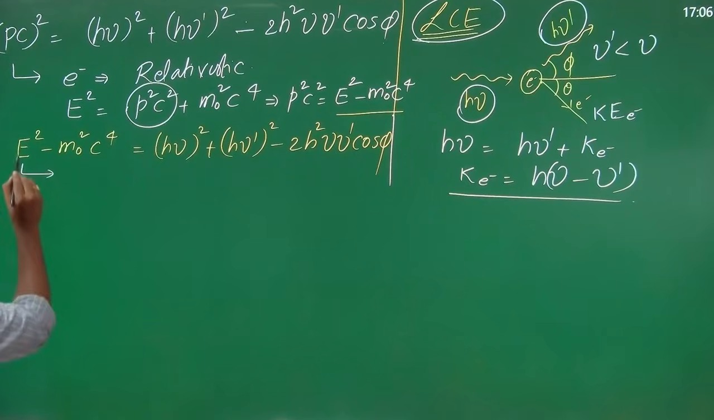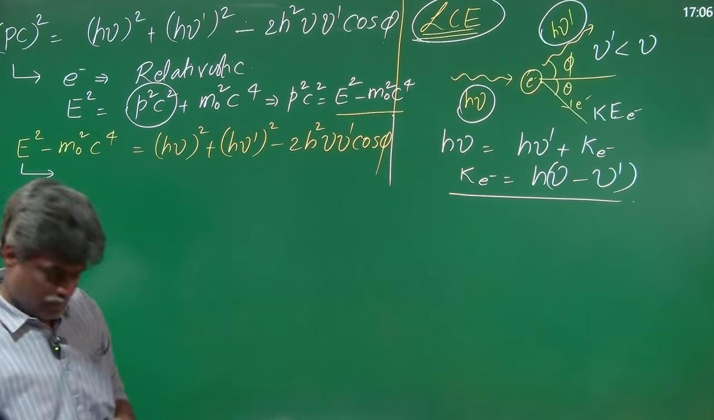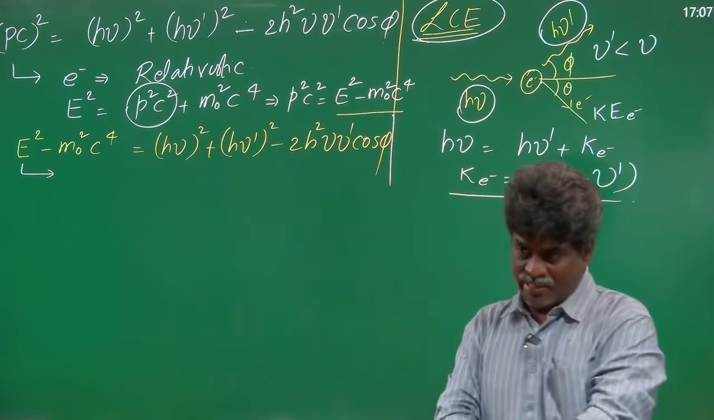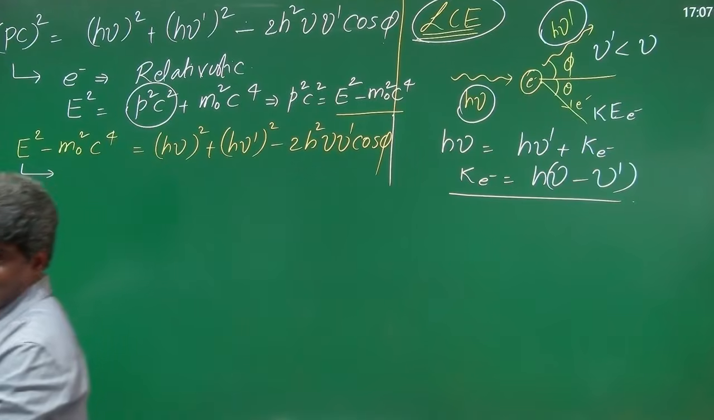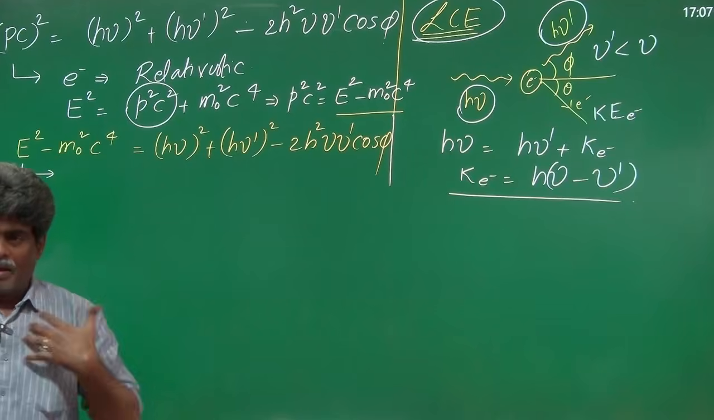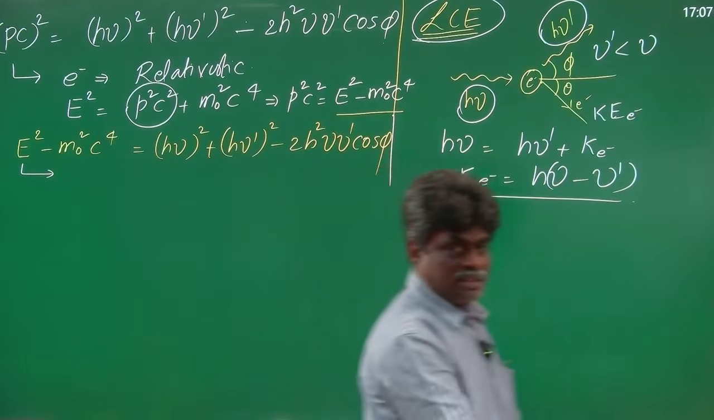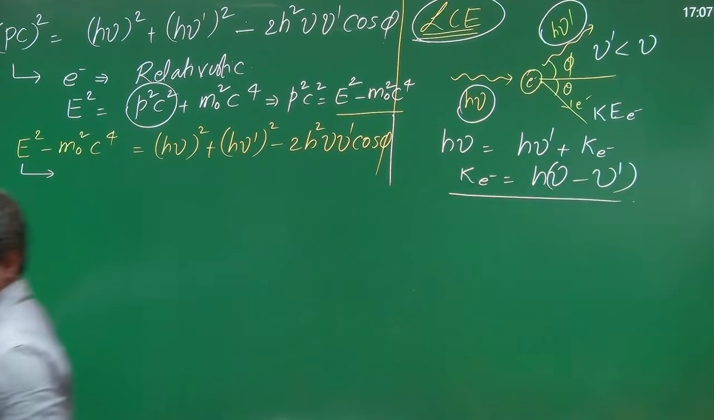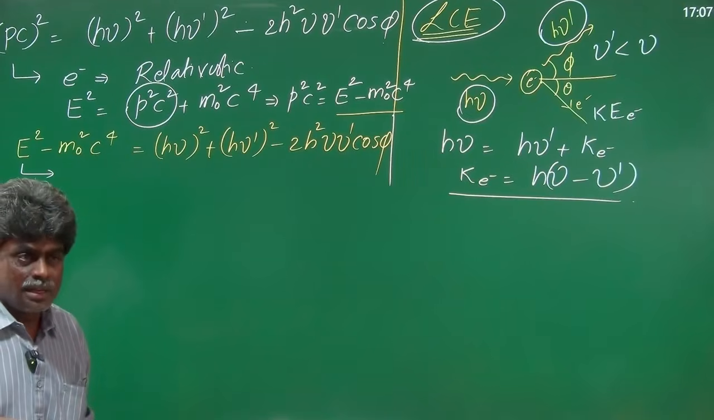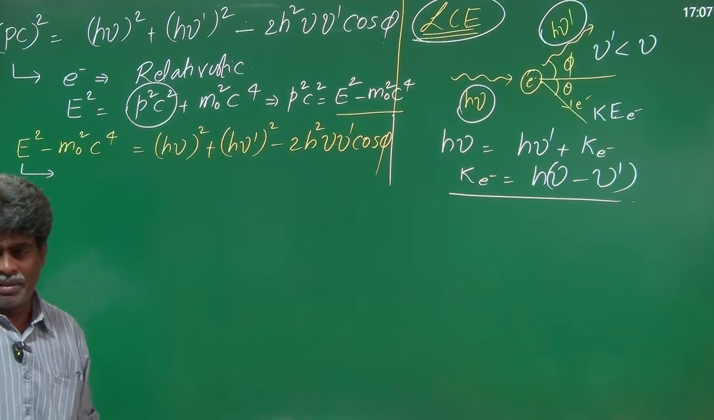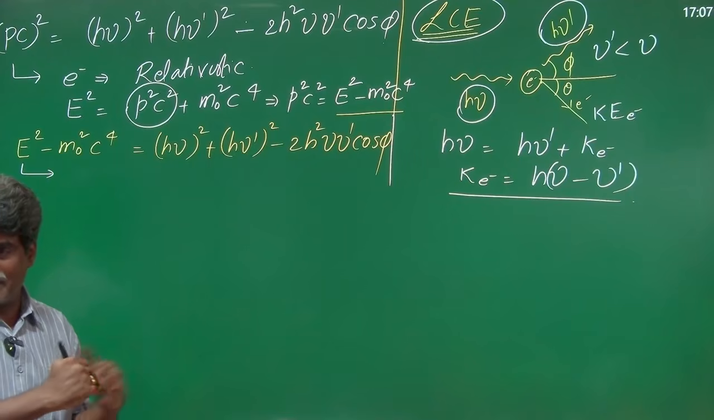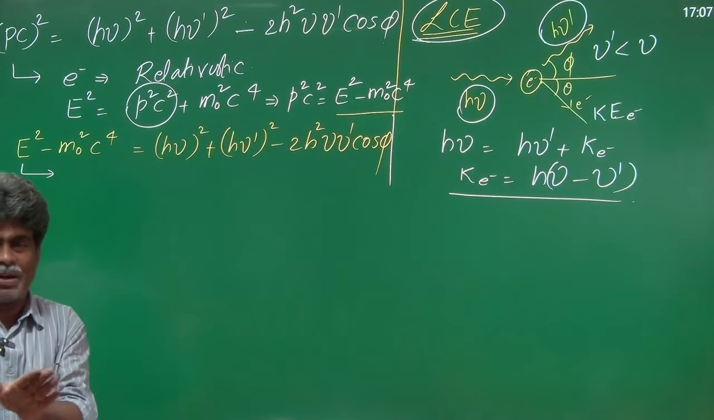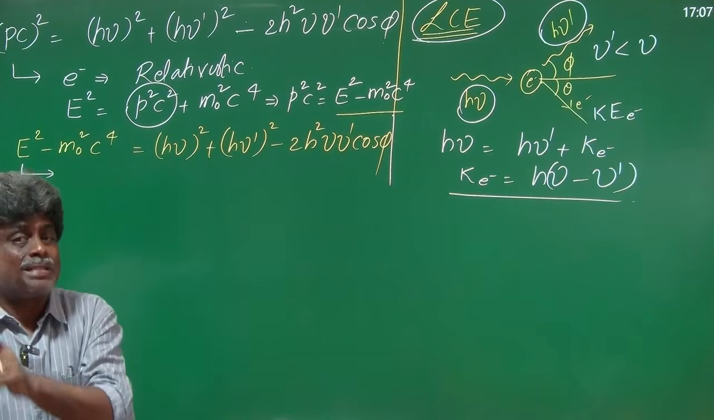Now this E stands for energy of the electron or photon? Electron total energy. Is it relativistic or non-relativistic? What is its total energy? Kinetic energy plus potential energy is not there. In special theory of relativity, there is no interaction between anything, so potential energy is not there. Then what is the total energy? Kinetic energy plus rest mass energy.